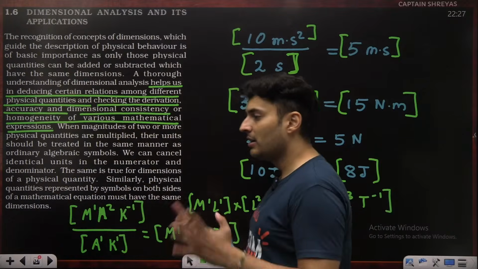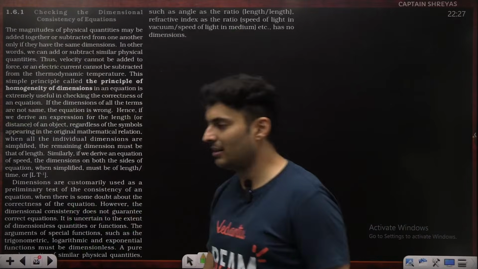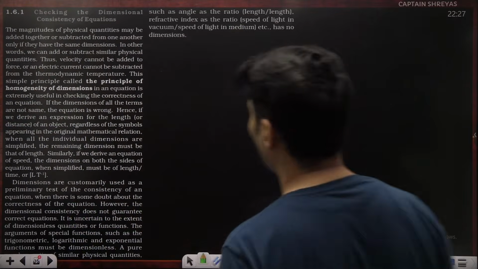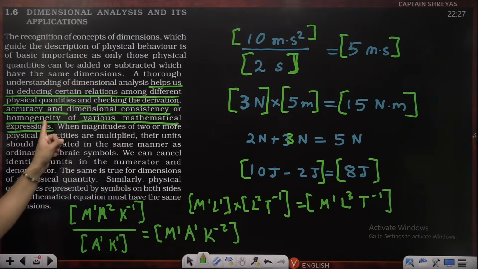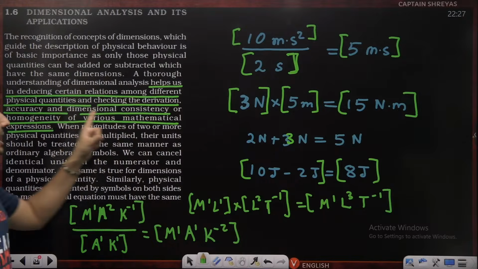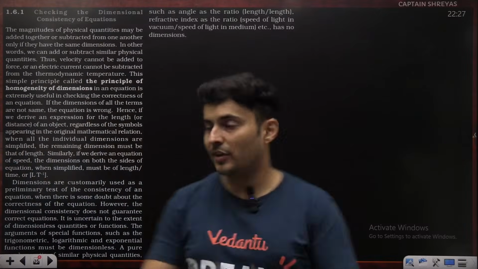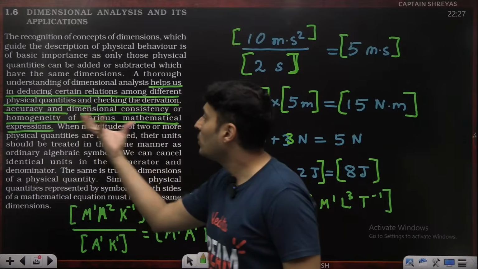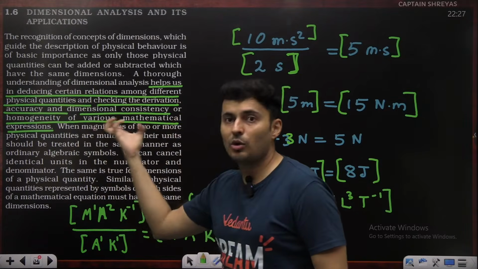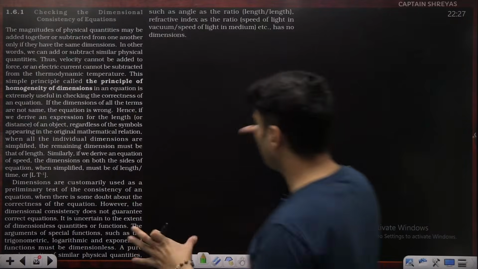You can multiply, divide. Just ensure left hand side and right hand side total dimensions should always match, or else it doesn't make sense. Now, using this, we can actually talk about something called the homogeneity principle, checking the dimensional consistency of any equation and its accuracy. So that is the first part of application, where we'll be talking about how to check the dimensional consistency or homogeneity of various mathematical equations. This is that particular slide.